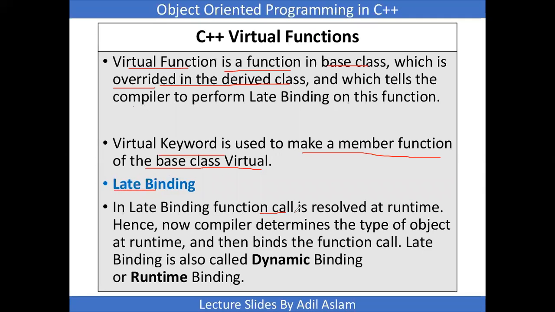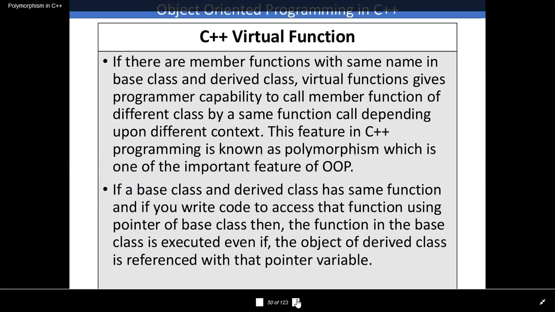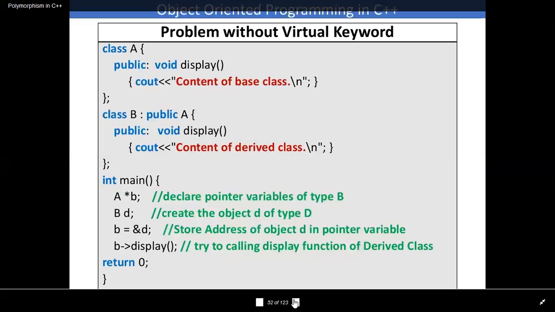In late binding, the function call is resolved at runtime. Hence, the compiler determines the type of the object at runtime. It doesn't do early binding. The problem we saw in the last example was that the compiler decides beforehand which function to call, and that creates the problem. So when we use the virtual keyword, the compiler doesn't decide beforehand. It's almost like saying, hey, don't decide yet, let me finish and then decide which function to call. So I will skip this and go to the example. We just add the virtual keyword before the member function.